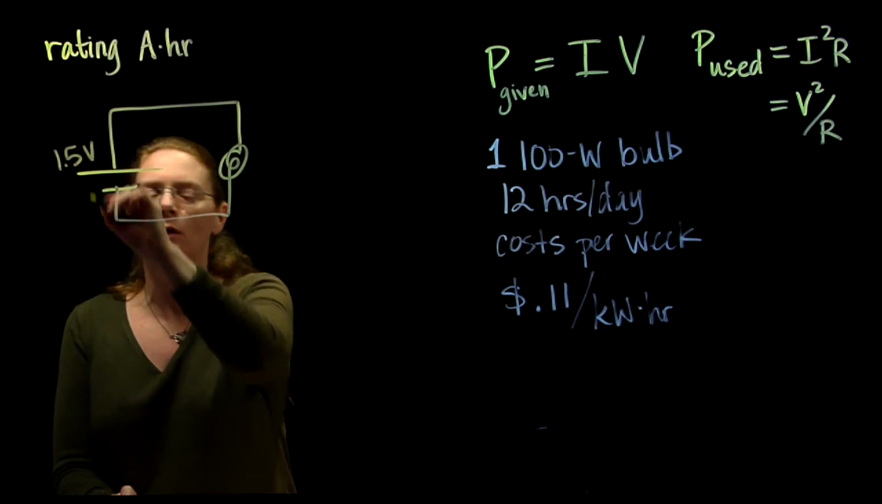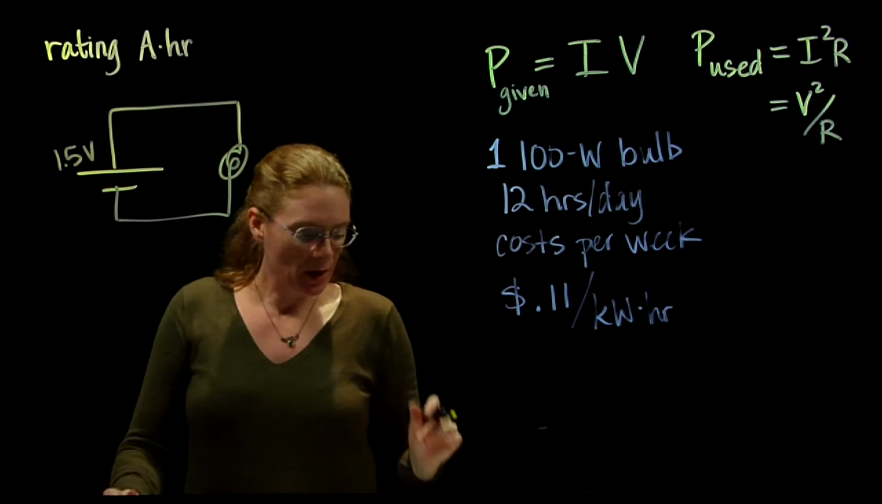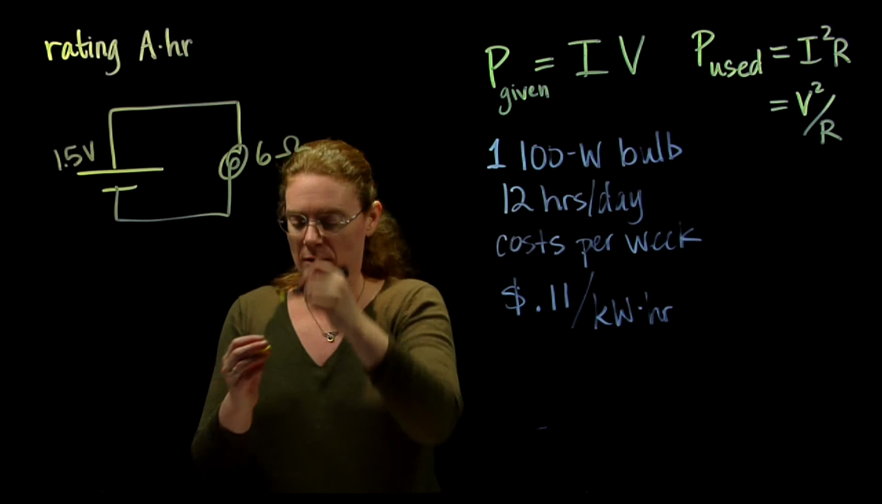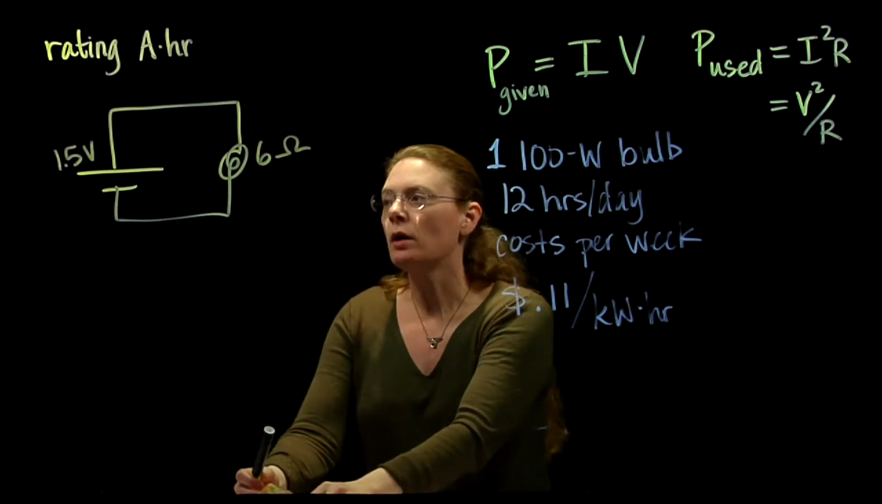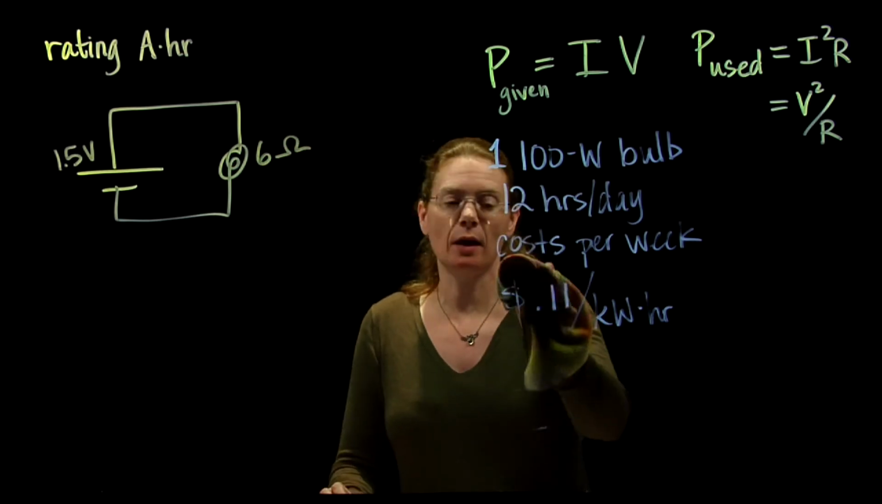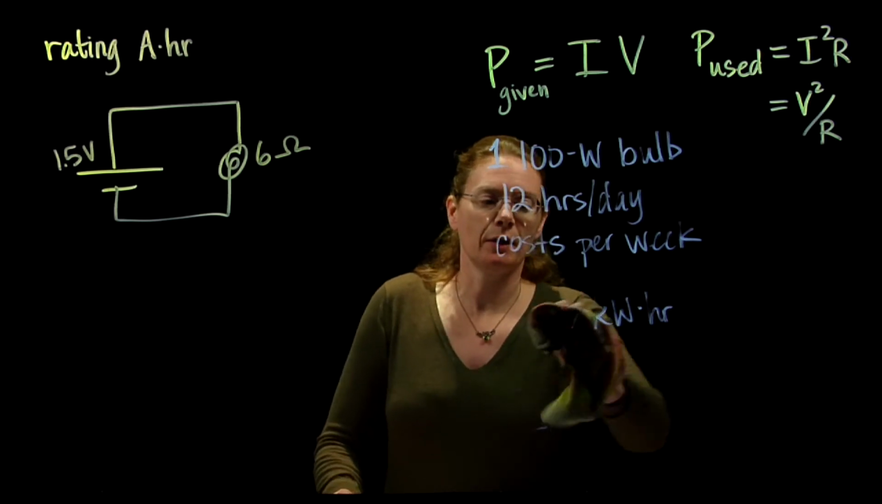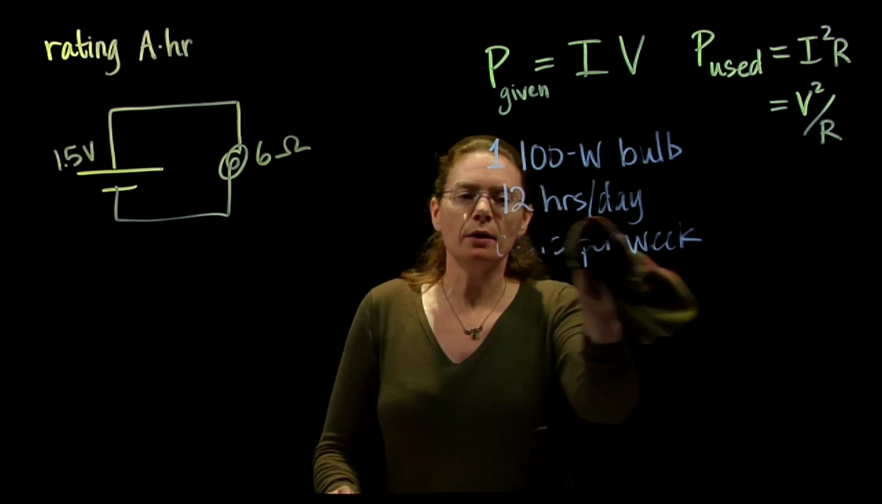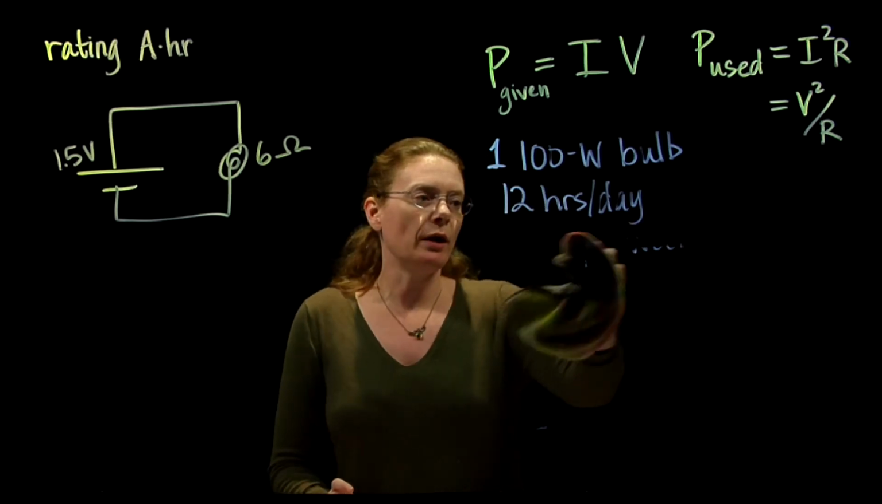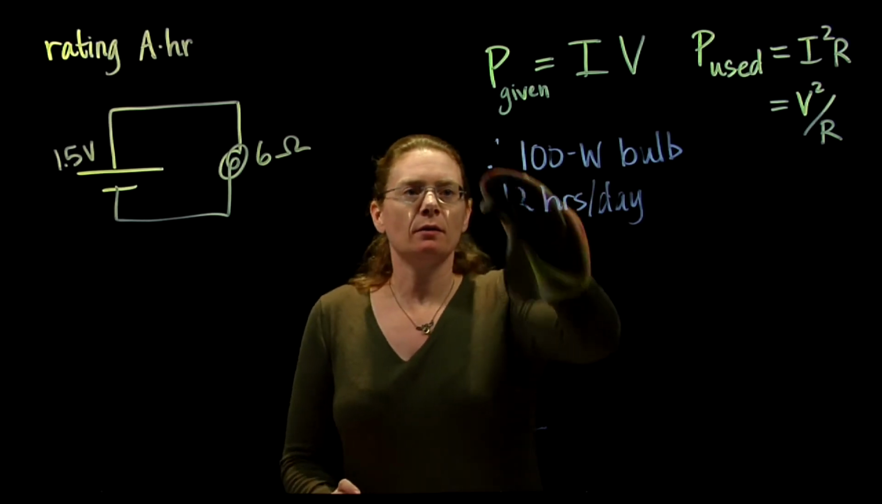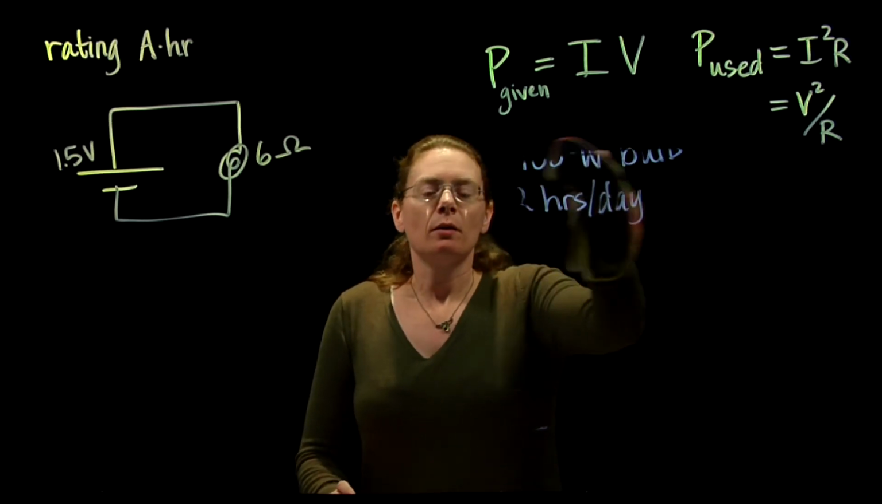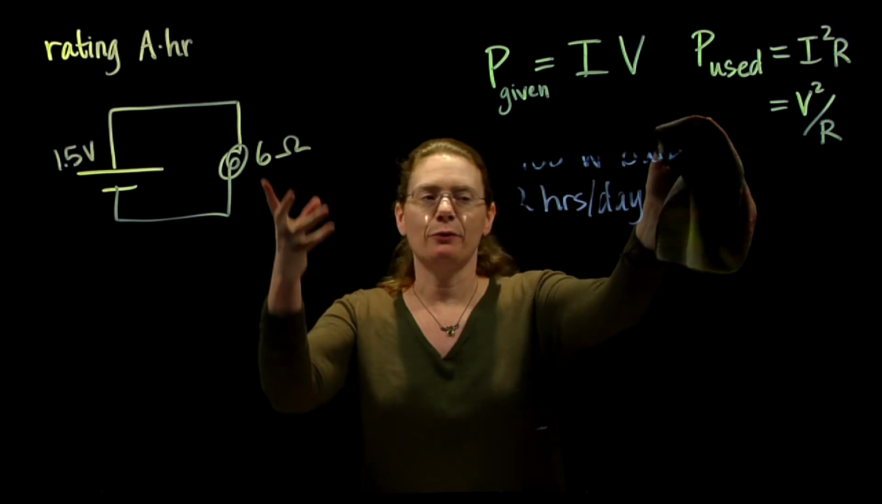1.5 volts, so a C or D-cell battery. And I'm going to say that it's a 6 ohm bulb. So the bulb itself has a resistance of 6 ohms. And when you're doing these, make sure you're using the right words, because you should get practice with mixing up the unit and the variable.